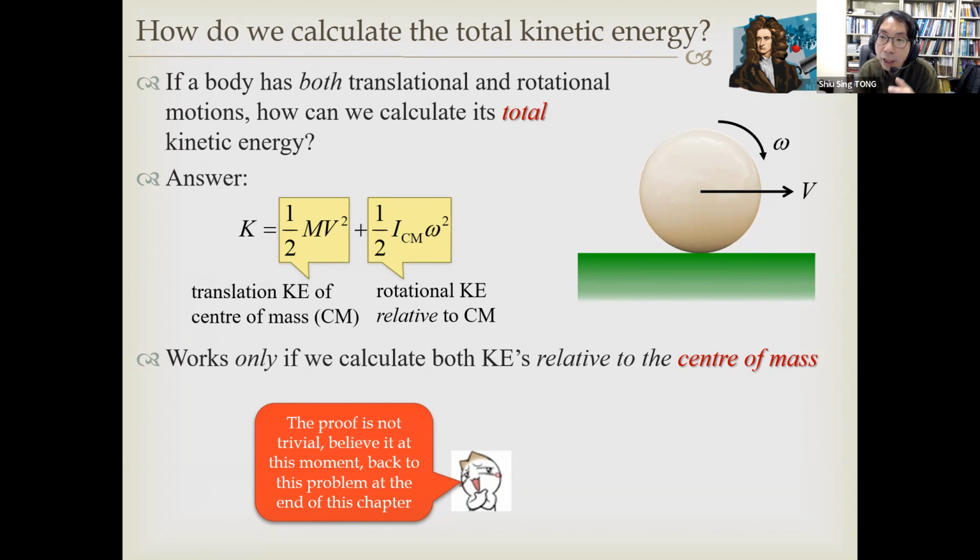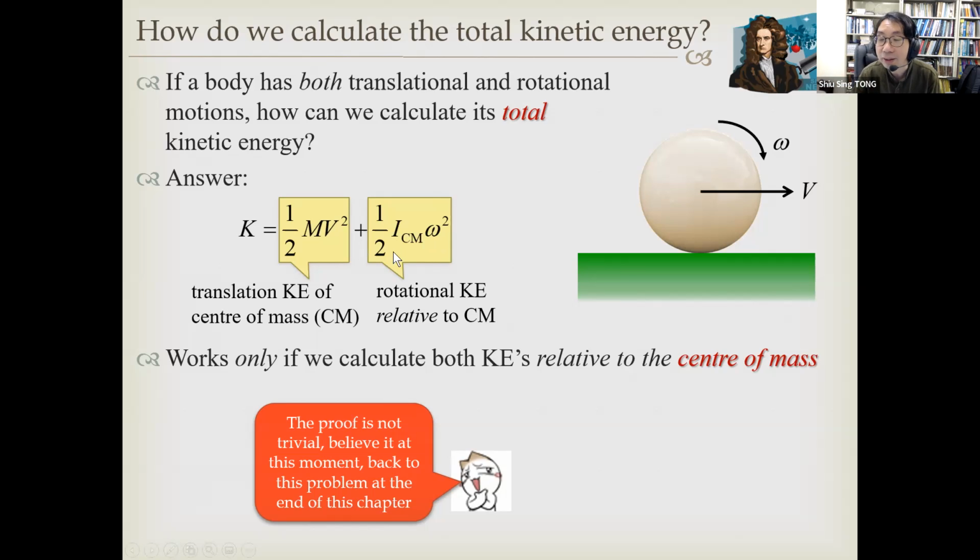And how about the rotational motion? For the rotational motion, the moment of inertia must be expressed as the moment of inertia about the center of mass, so I write I_CM here. The kinetic energy associated with the rotation is 1/2 I_CM omega squared, where omega is the angular velocity about the center of mass. So we count everything based on the center of mass: the translational velocity of the center of mass, the moment of inertia about the center of mass, and the angular velocity about the center of mass.